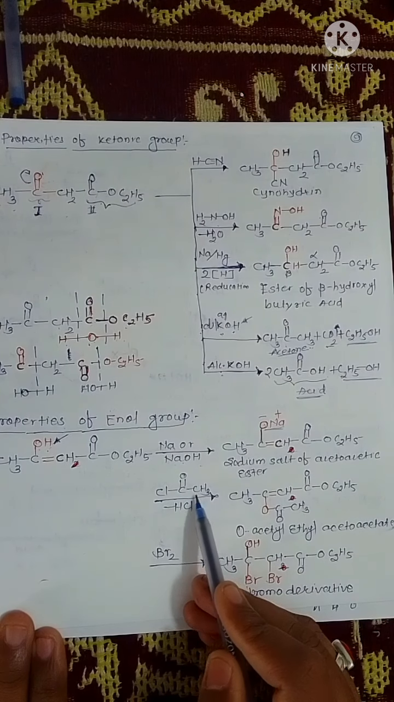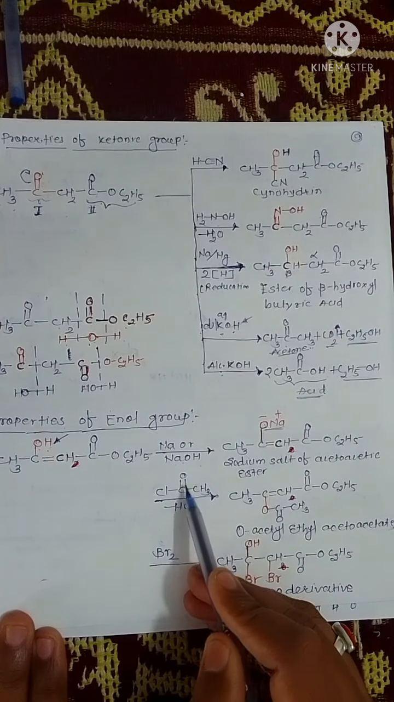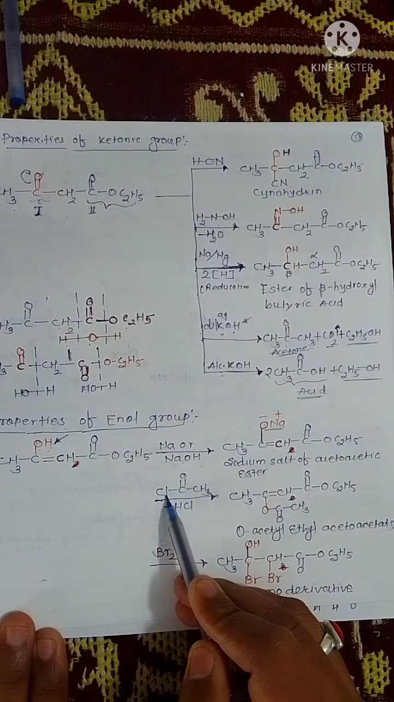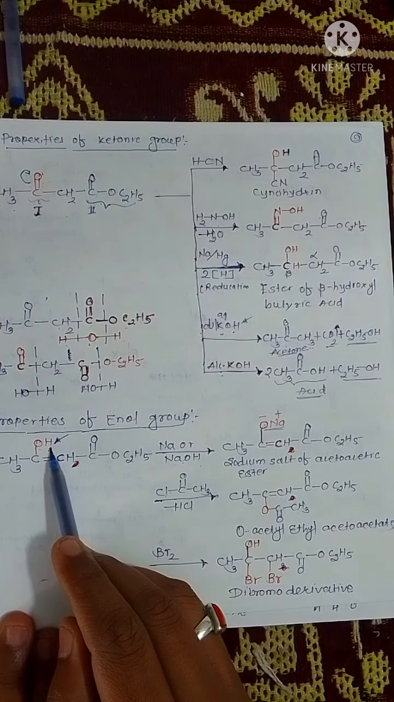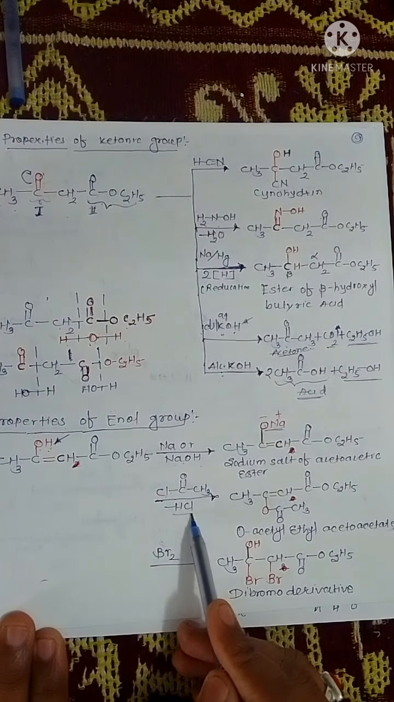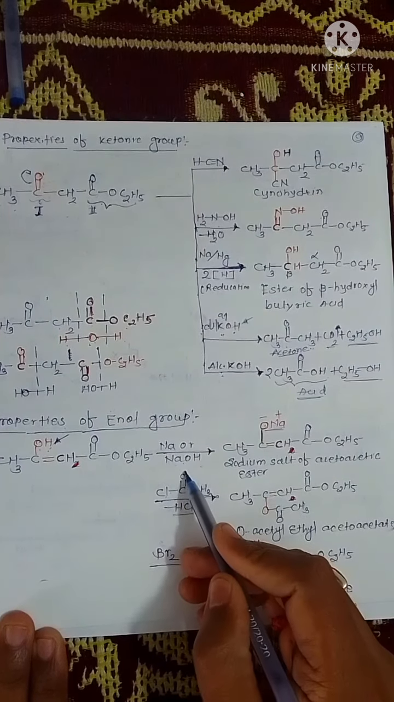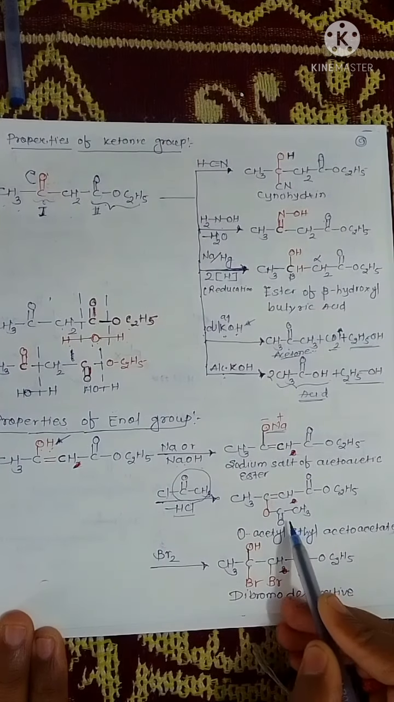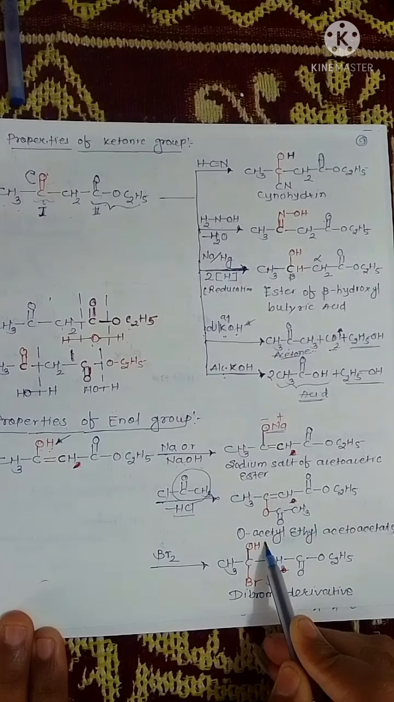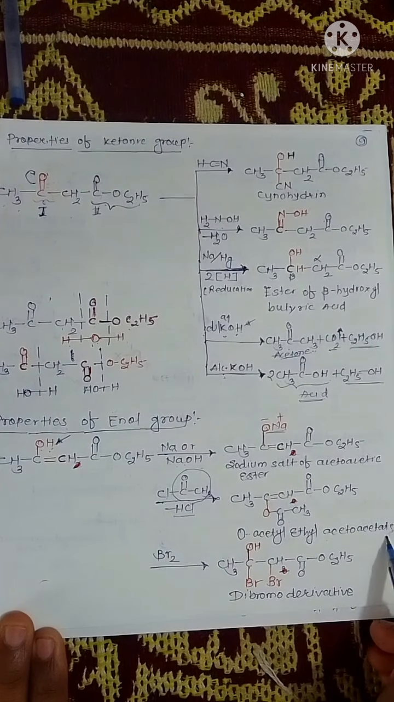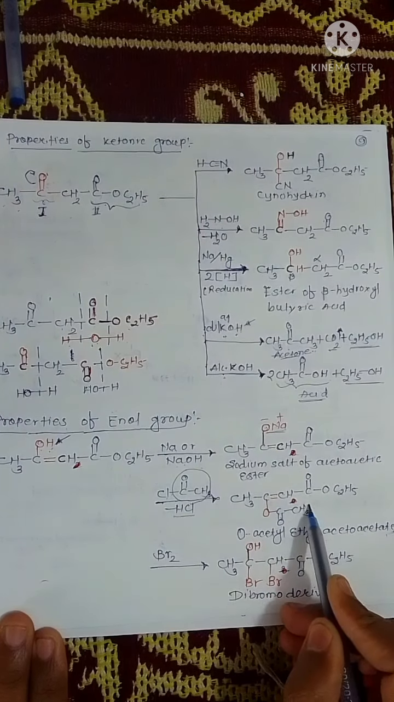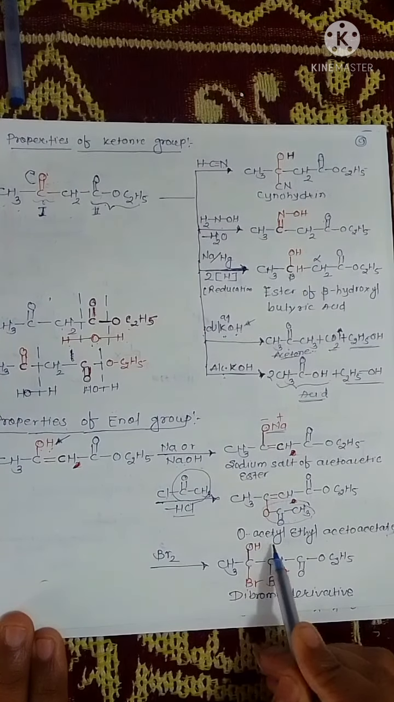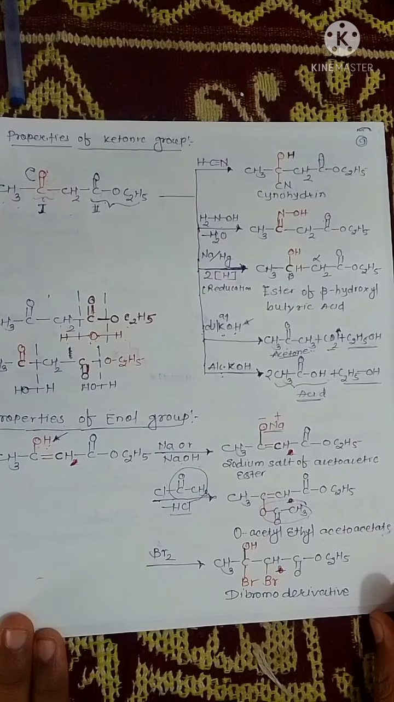If we take acetyl chloride, that is CH3 C double bond O Cl, this Cl takes away this hydrogen, so HCl goes away and this whole part of the molecule joins to the oxygen atom. So it is known as O-acetyl ethyl acetoacetate. This is basically an acetyl functionality. It is known as O-acetyl ethyl acetoacetate.